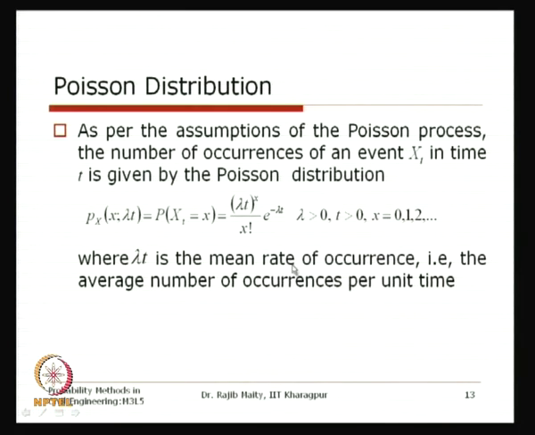Here lambda is the mean rate of occurrence, that is, the average number of occurrences per unit time. If we multiply it with t, then lambda t is the total number of occurrences over that particular time t.